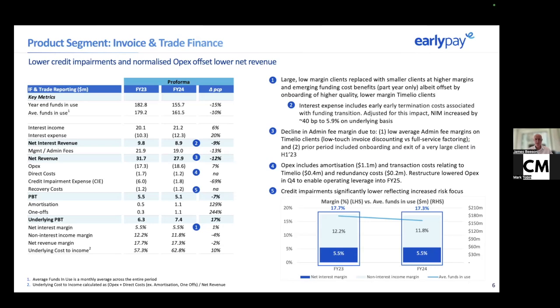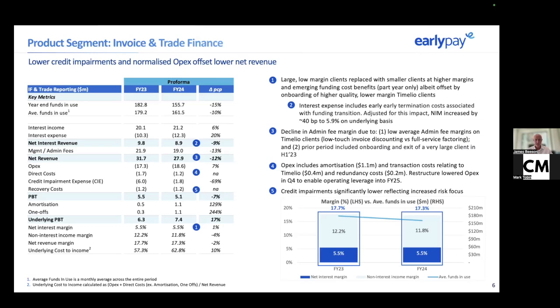I mentioned before the Timelio acquisition and the quality of that book, that weighed a little bit on margins because it's higher quality and lower margins. But as we get back to originating Earlypay type credits and margins, then that will be diluted. Also, the Timelio clients, many of them, because they're better quality, they don't require other services of ours, like collections services and even bad debt protection, which is where we make margins from our other traditional clients.